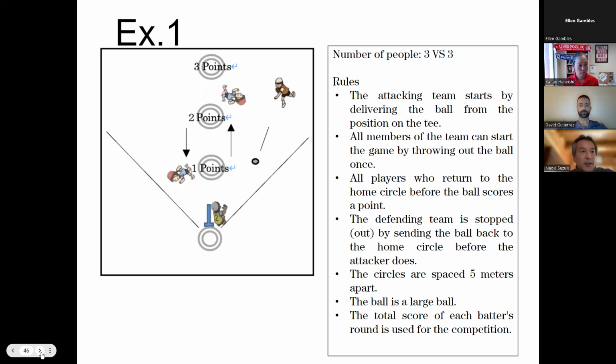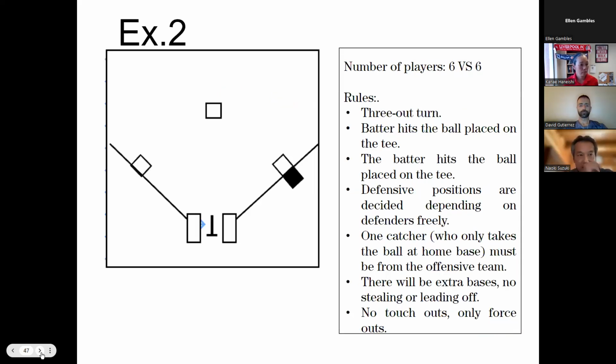Okay, next slide. So next is the base running task. In this game, players compete to see how quickly the defense or the runners can reach the destination of the ball delivered by the attack. Therefore, the key to game modification is to consider where to place the destination.